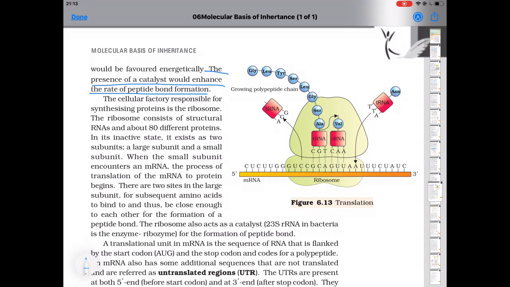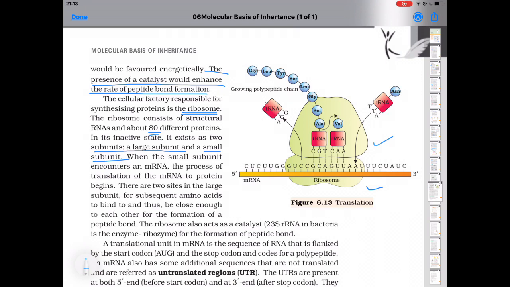The cellular factory responsible for synthesizing protein is the ribosome. So, in protein synthesis, the ribosome is mainly involved. The ribosome consists of structural RNAs and about 80 different proteins. Ribosome is made up of rRNAs and proteins. In its inactive state, it exists as two subunits, the larger subunit and the smaller subunit.